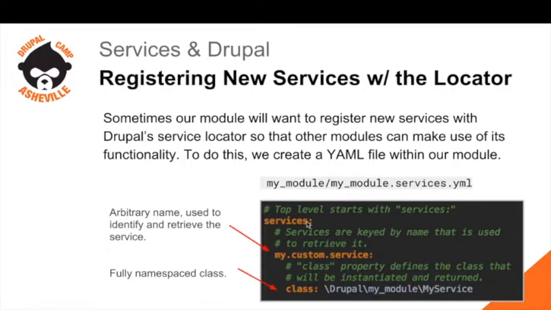Okay, you start at the top by saying services, which is the top level grouping of services in your YAML file. And then you indent one and you define a new structure named whatever you want it to be. So my.custom.service is an example of an arbitrary name. And then inside of that structure, you will provide a fully namespaced path to your custom service class. And that is how you define a service. So the next thing you will need to do is just write this class within your Drupal module.